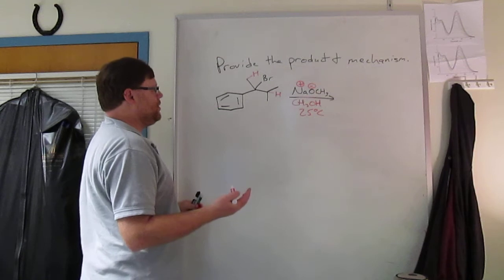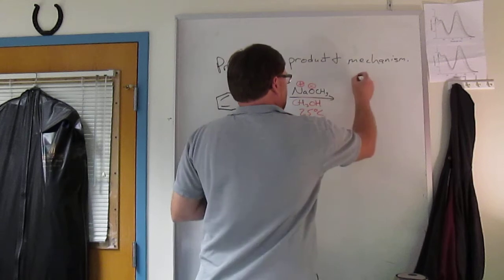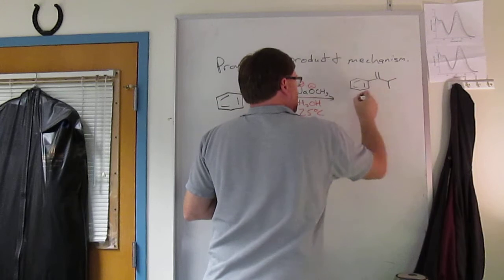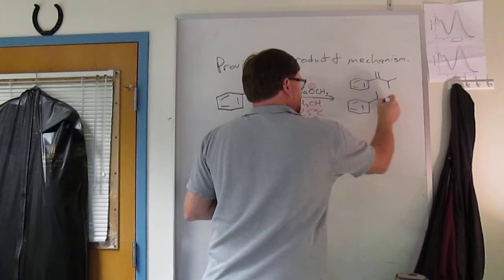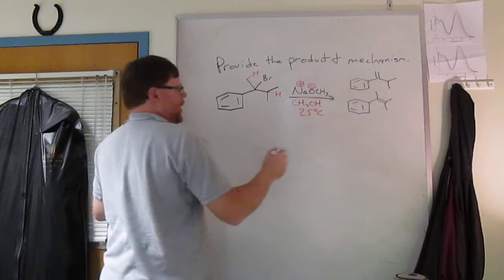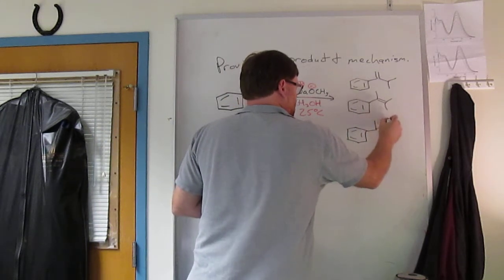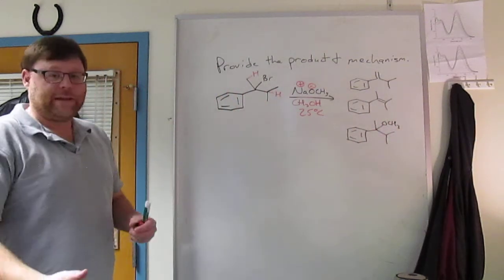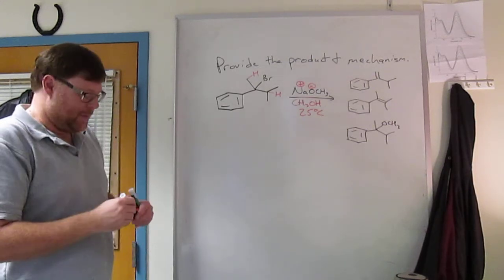So if we just do the elimination, the possible elimination products are these. If we do substitution, if we substitute methoxide for bromide, we would get that. Those are basically the 3 products we can get out of this reaction. Okay, so how to determine which one is right.